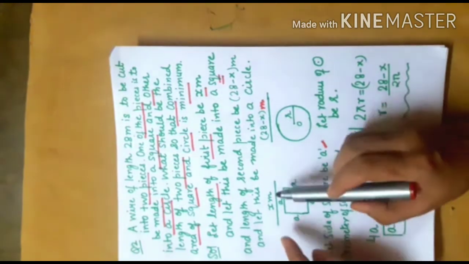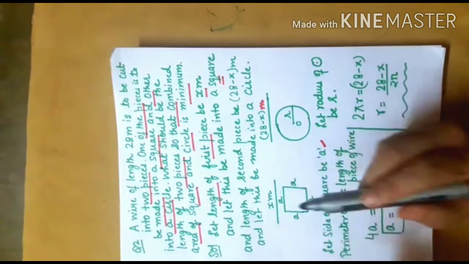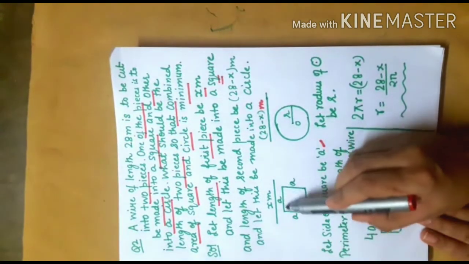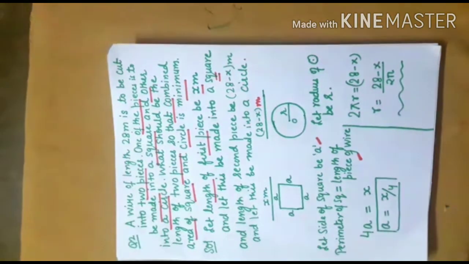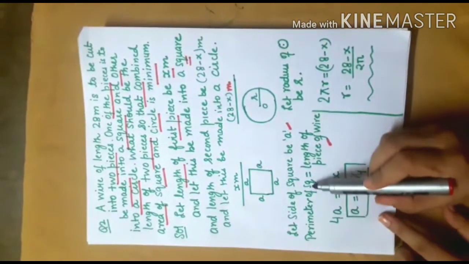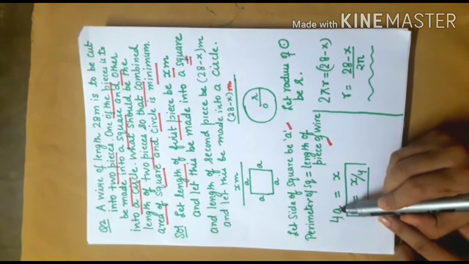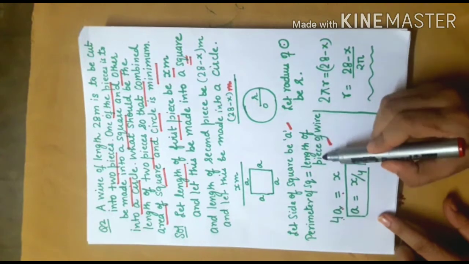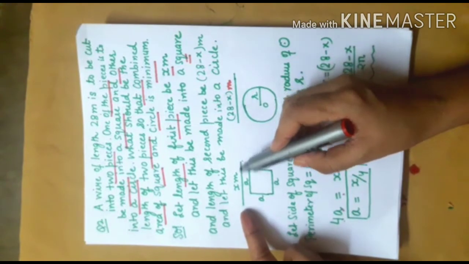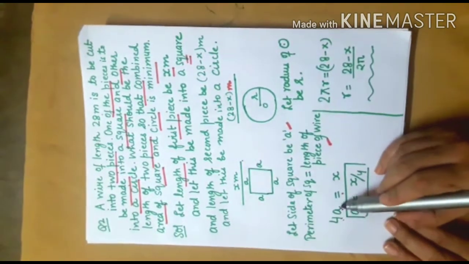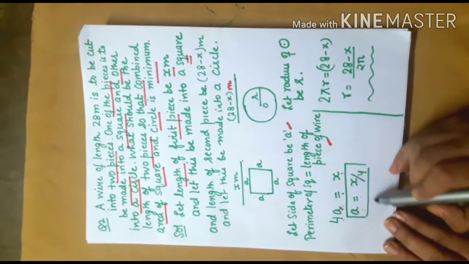Now look here. This square is made up with this wire. So do you agree the perimeter of the square will be equal to the length of the wire? Now the perimeter of a square is 4 into side. So 4a equals the length of the piece of the wire. The length of the wire in this case was x meter. So 4a is equal to x. So from here a is equal to x over 4.